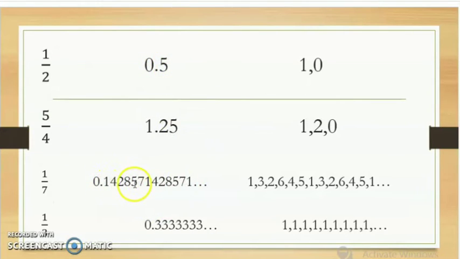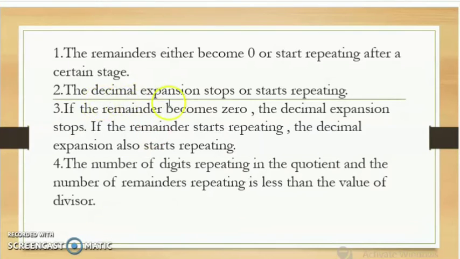Here we can see 142857, then again 1428571 again. So the next will be 1428571, and this keeps on going. Here we see that 3 is getting repeated. So the decimal expansion either comes to a stop or it starts repeating.